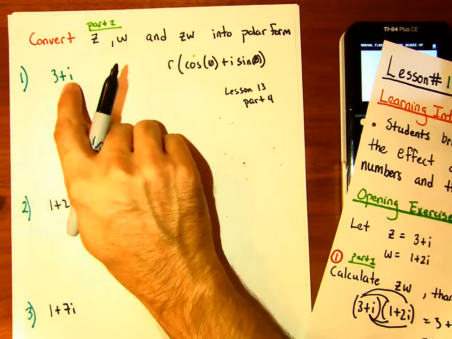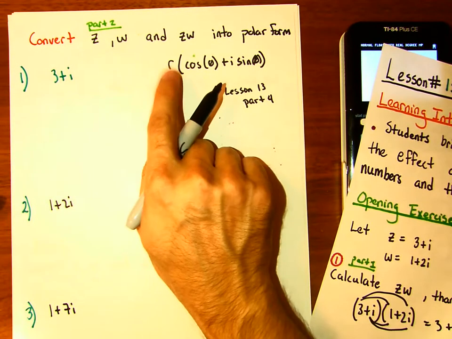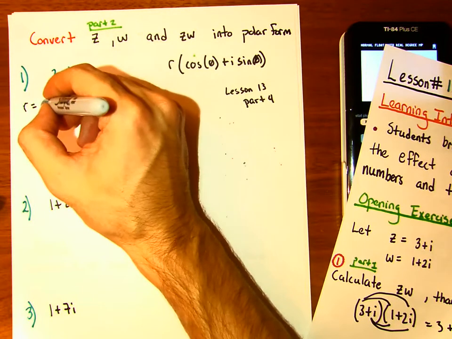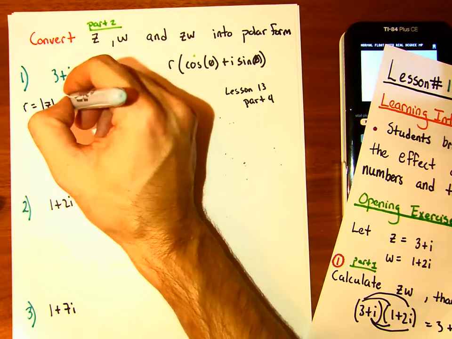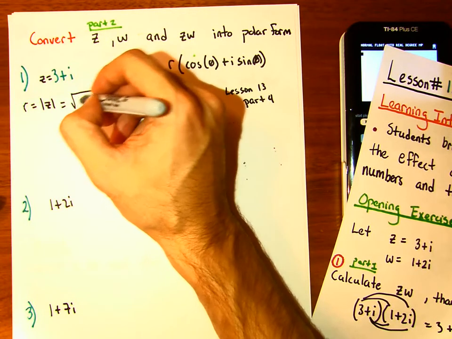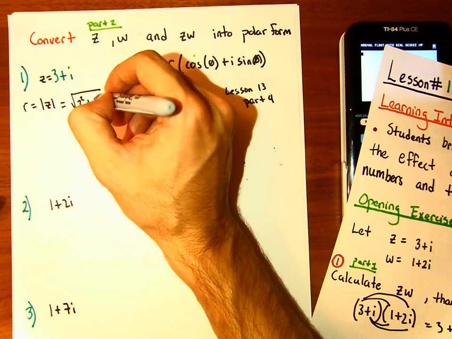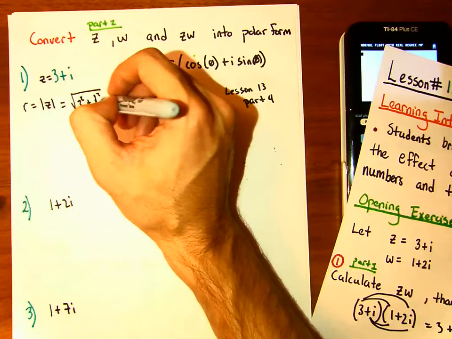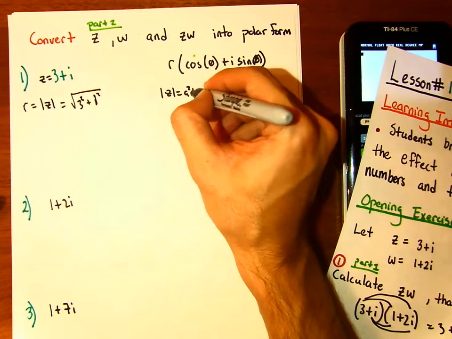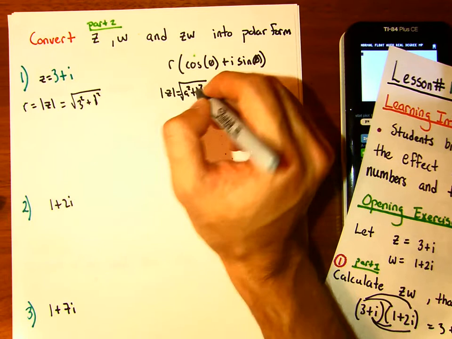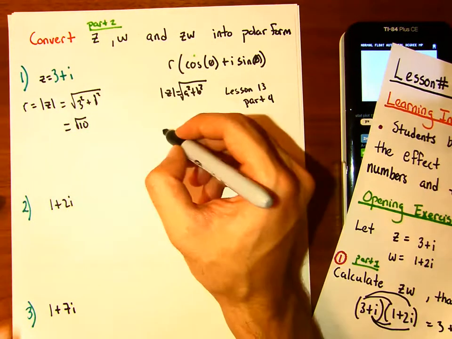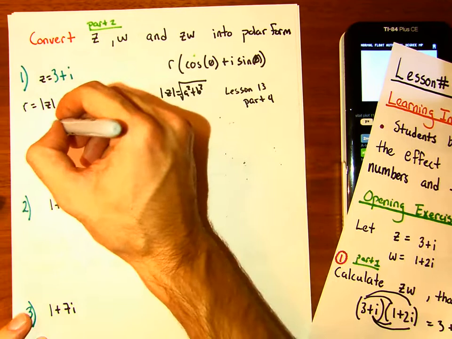So if I have 3 plus i, what's the first thing I want to do? I want to calculate r. So what is r? r is equal to the modulus of z. And this is my z, right? So it is the square root of 3 squared plus 1 squared. Because remember, the modulus of z is the square root of a squared plus b squared. So this just becomes the square root of 10. Okay, so I know that r is the square root of 10. So we got that part.